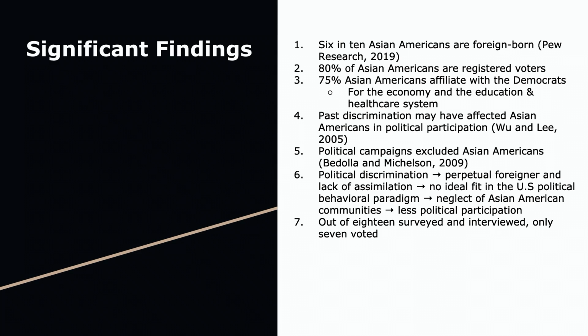My findings in the research: I found 6 in 10 Asian Americans are foreign born, but 80% of them are registered voters. Within the Asian American communities, 75%, 3/4 of them, are Democrats or identify as Democrats. And as for the participants in my surveys and interviews, only 7 out of 18 total have voted.